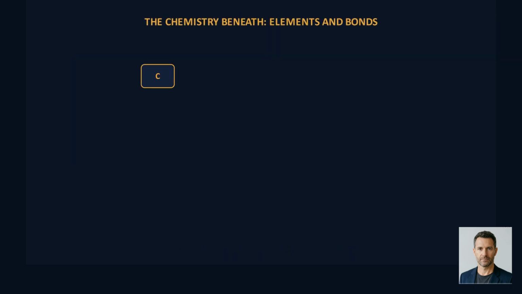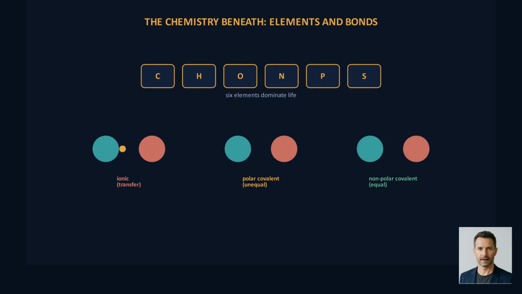We have described life from the outside in. Now let us go beneath biology entirely, into chemistry, because every structure we have met is assembled from just a handful of elements. 6 of them dominate living tissue: carbon, hydrogen, oxygen, nitrogen, phosphorus, and sulfur. These are the raw material for every macromolecule.